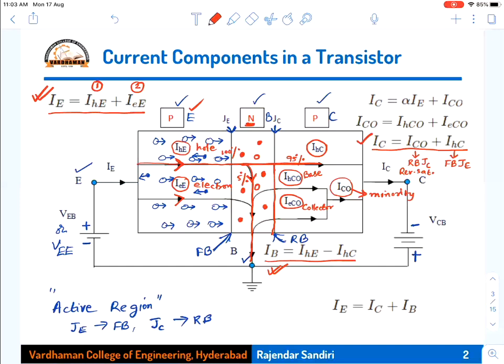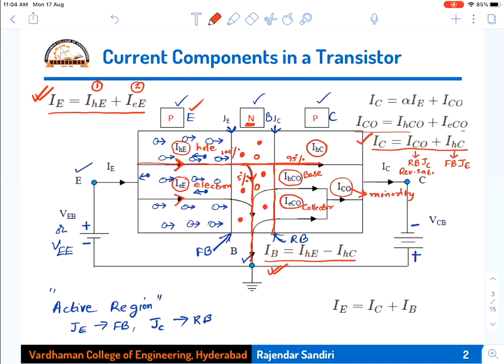Therefore it is IHC. And IC naught, because of the reverse biased collector junction, is called the reverse saturation current. So the total current in the collector region is the current coming from the emitter and collected by the collector, IHC, plus the reverse saturation current IC naught. That is given by IC equals IC naught plus IHC. Next, IC naught is nothing but IHC naught plus IEC naught.